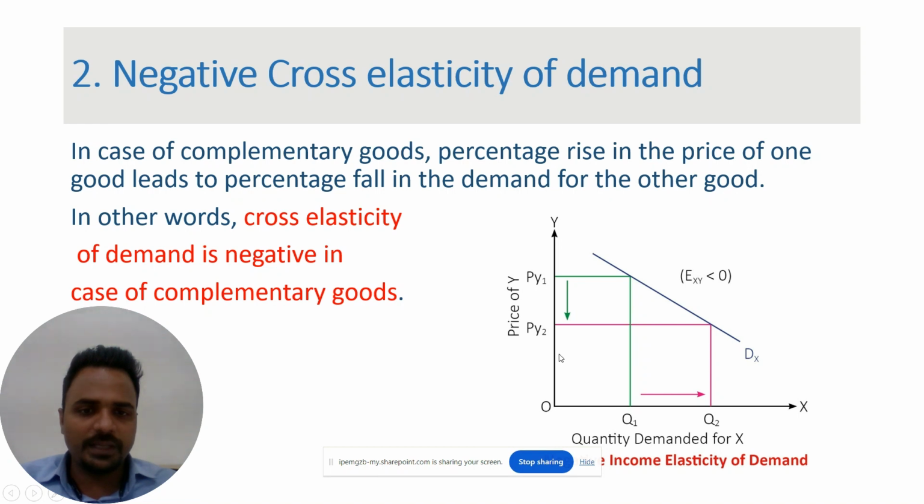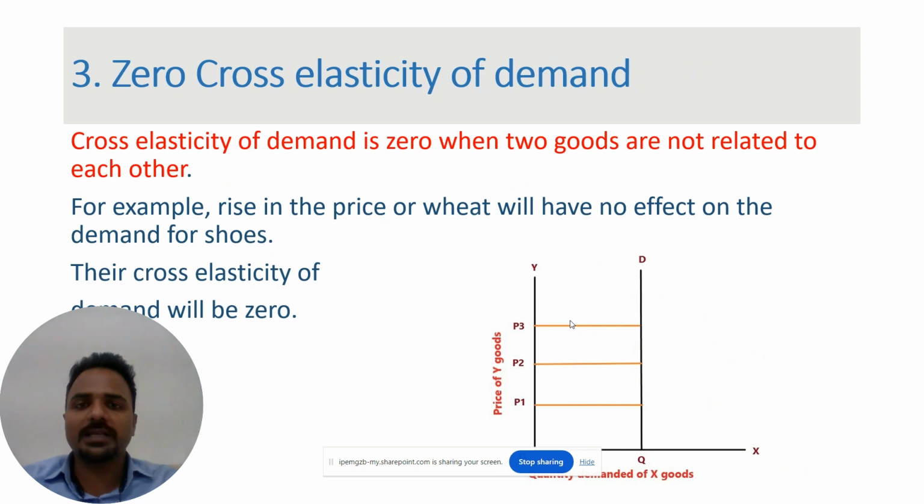We can see the same thing in the diagram when price of Y decreases from PY1 to PY2, then quantity demanded increases from OQ1 to OQ2. So the demand curve is downward sloping as there is an inverse relationship between price and demand of its complementary goods. And the last case is zero cross elasticity.